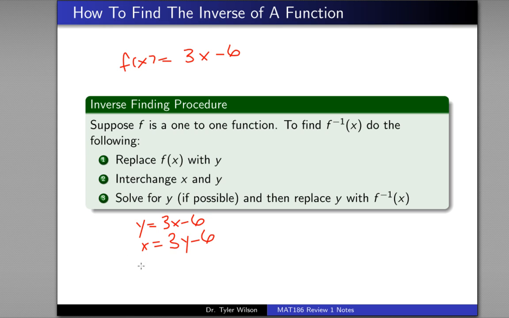So if I isolate for y here, I get negative 3y equals negative x minus 6. And then if I divide both sides by negative 3, I get y equals (x plus 6) over 3. And then at the end of the day, I replace y with the inverse. So f inverse of x is (x plus 6) over 3. So you guys have done lots of examples like that. So that's generally how you find the inverse of a function.